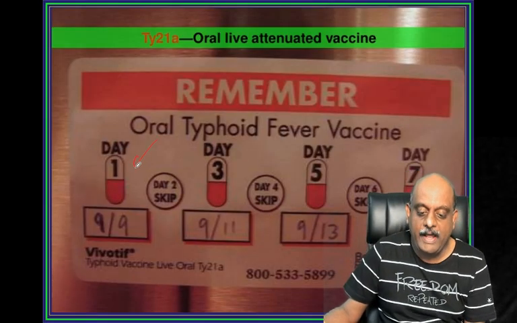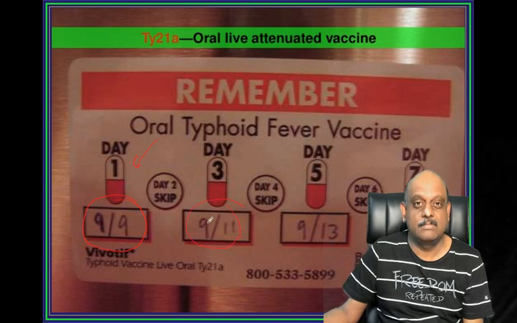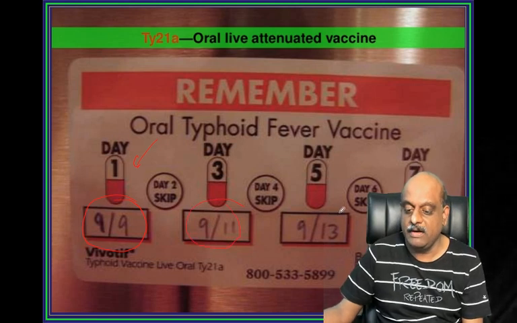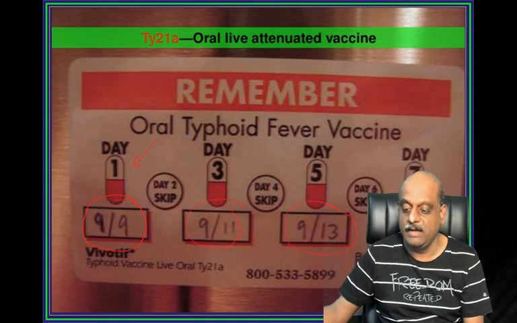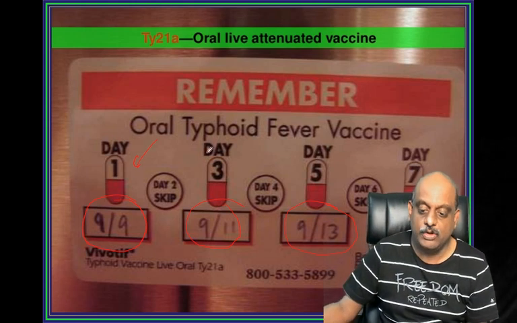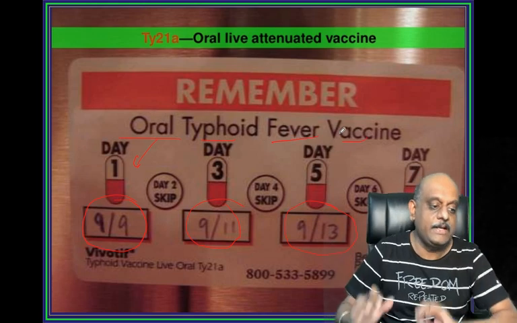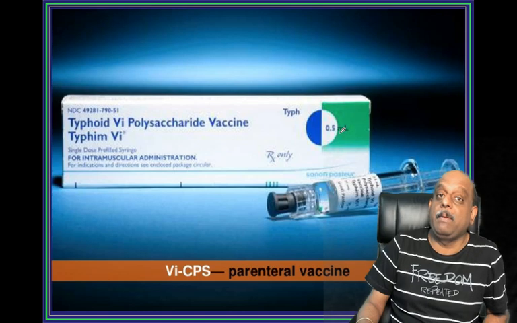So you can remember: day 1, let us say 9th September. Day 3, it will be 11th September. Day 5, 13th September. Day 7, 15th September. So this is how the oral typhoid fever vaccine is administered, is what you need to remember.